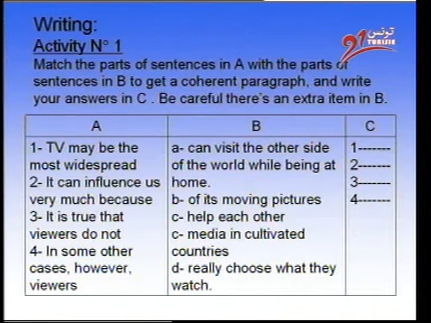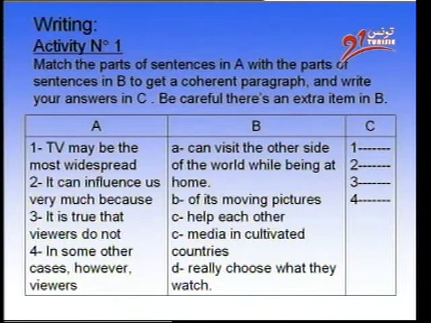Good. This sentence looks right. It can influence us very much because what? Because of, or because plus a pronoun or a noun. Now let's look. Because can is a modal. Because of its moving pictures. Yes, TV presents moving pictures. And because of these moving pictures, it attracts us.